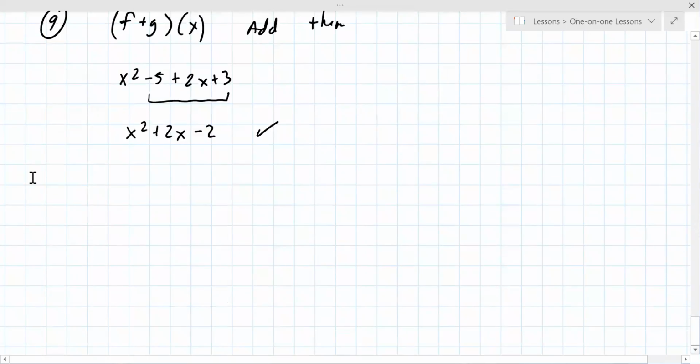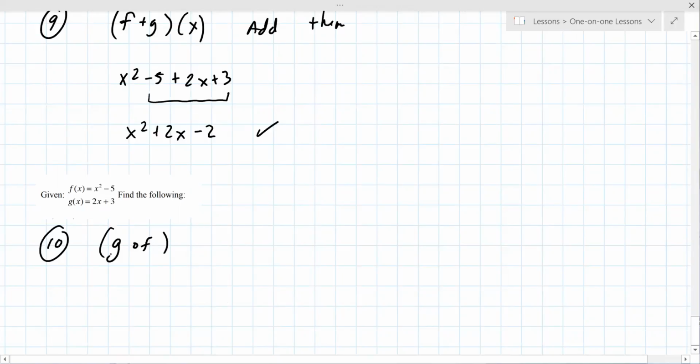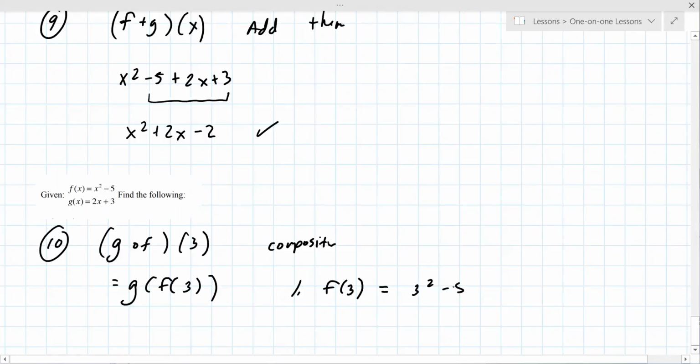Number 10 is a different one, let's see if I can get this snipped in here again. Number 10 is to find f g bubble f, g bubble f of 3. This is composition. Okay, so this means the same as g of f of 3. So there's steps here. The first thing you do is you find f of 3. So that's 3 squared minus 5. That's 9 minus 5. That's 4. So you find the inside part first.